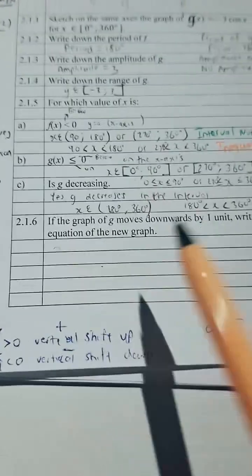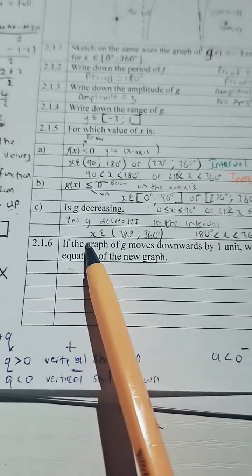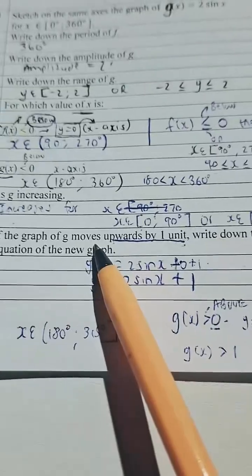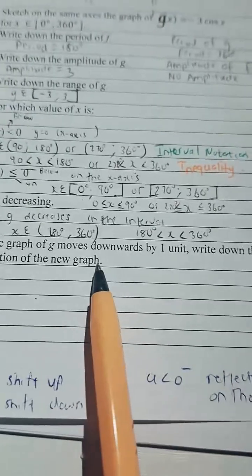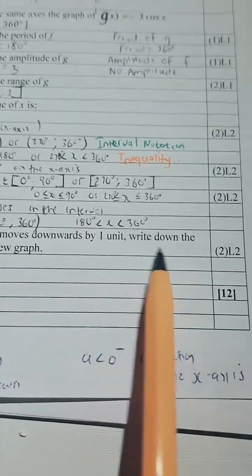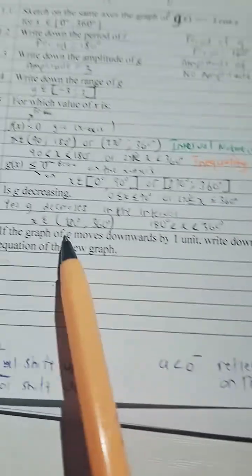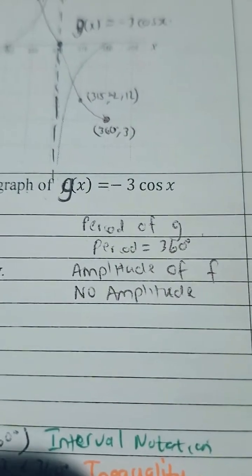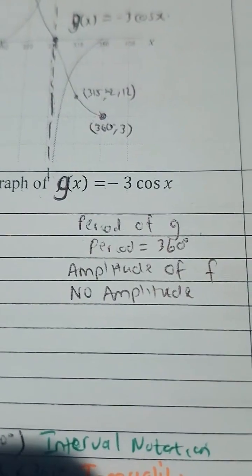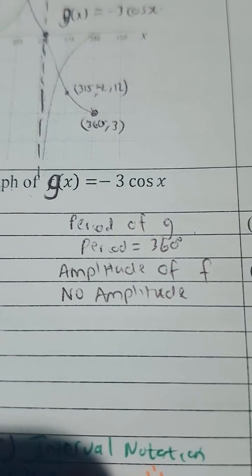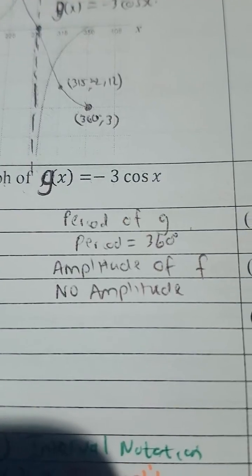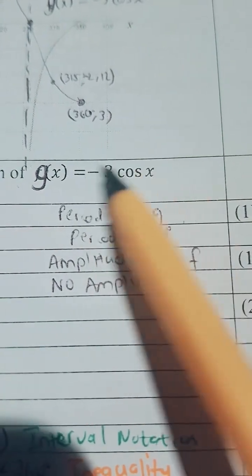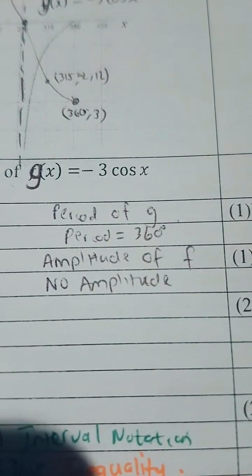Okay. Then 2.1.6 is: the graph of G moves downwards by 1 unit. Remember last time we said if the graph of G moves upwards by 1 unit. Now this time around we are saying if the graph of G moves downwards by 1 unit, write down the equation of the new graph. Who is G? There is G. If this graph of G moves downwards, please give me the new function. The comment section is yours to populate and let me know what you think.